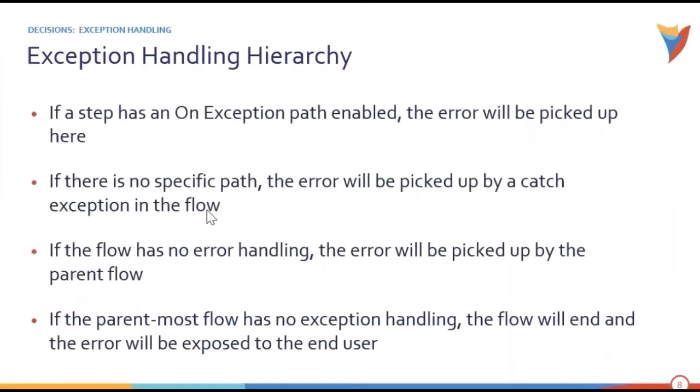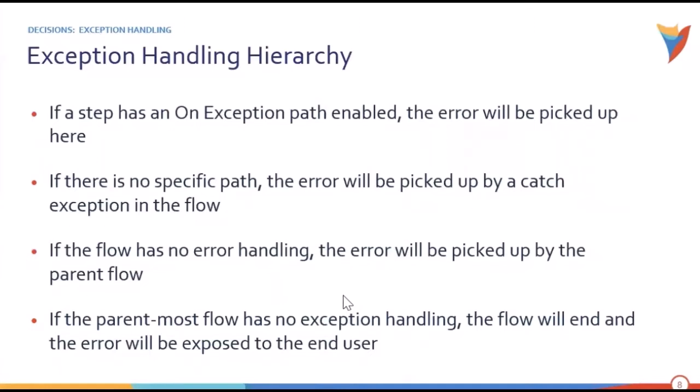So now let's understand more about the exception handling hierarchy. Errors will always be handled at the lowest level possible. If a step has an exception path enabled, the error will be picked up right there. If there is no specific path, the error will be picked up by the catch exception in the flow. If the flow has no error handling, the error will be picked up by the parent flow. If the parent-most flow has no exception handling, the flow will end and the error will be exposed to the end user. So this is how the exception hierarchy works.